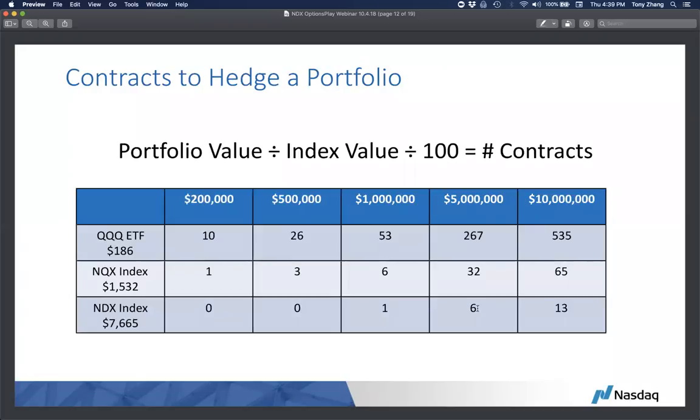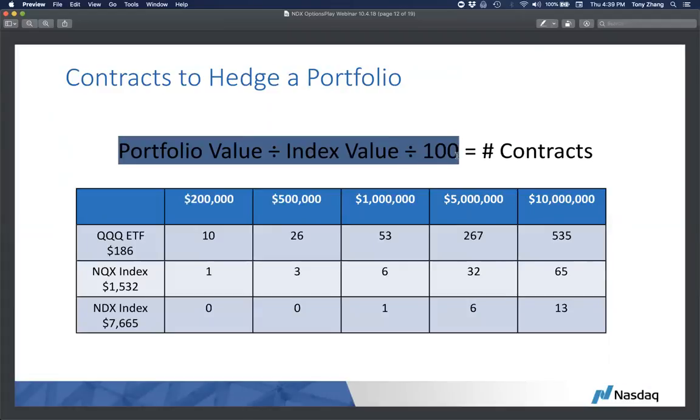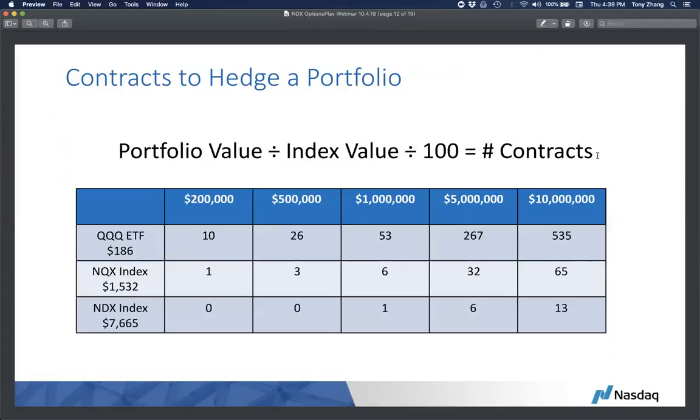So making sure that you select not only the right instrument, but also the right number of contracts is really important. And it's quite simple. You take the portfolio value divided by the value of the index, divided by 100, and that tells you the number of contracts you should trade to hedge your portfolio.